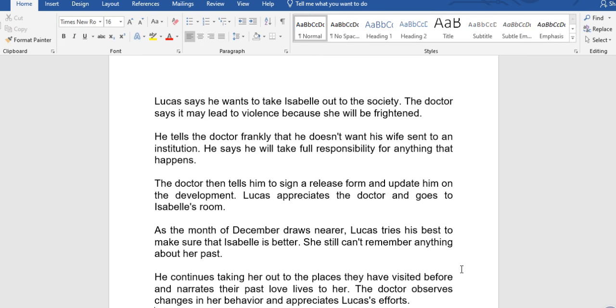The doctor then tells him to sign a release form and update him on the development. Lucas appreciates the doctor and goes to Isabel's room.